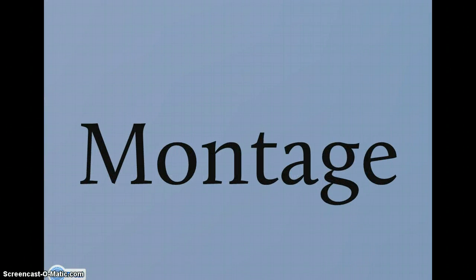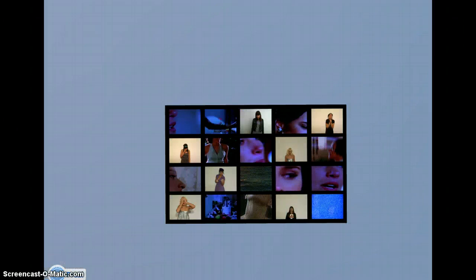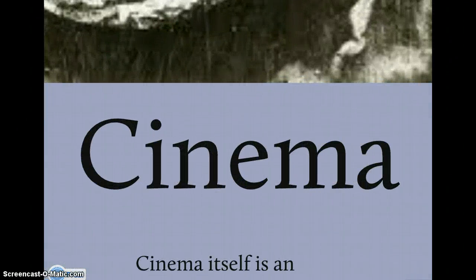The last thing is montage. There's not really a good definition of it, but they started to place more items and objects side by side to create a more cinematic approach, because cinema was coming about at that time.